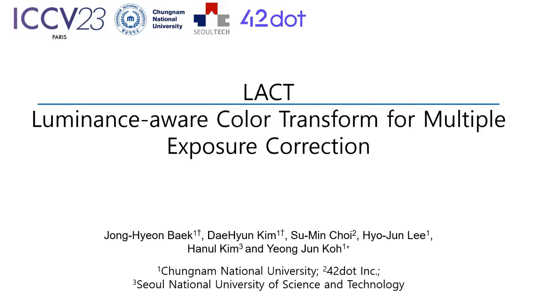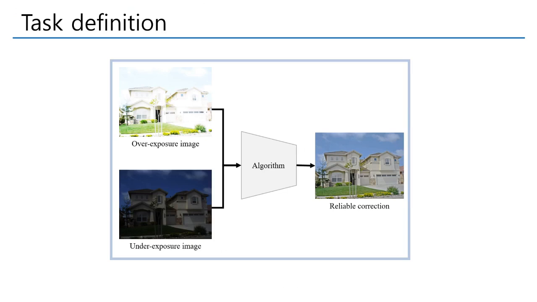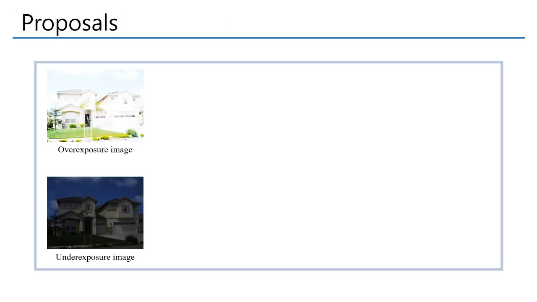We introduce LACT, a multi-exposure correction method for underexposed or overexposed images. The proposed task aims to restore an image with appropriate luminance values from an underexposed or overexposed image using the proposed algorithm. Let's see an example of an underexposed image and an overexposed image.